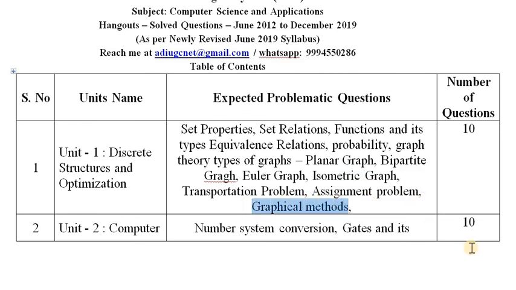You can easily solve it if you are going for only 2 variables. If you are going for more than 2 variables, you cannot solve it with the graphical method, so that's why I am insisting here. These are the types of problems you can get from unit 1, discrete structure and optimization.